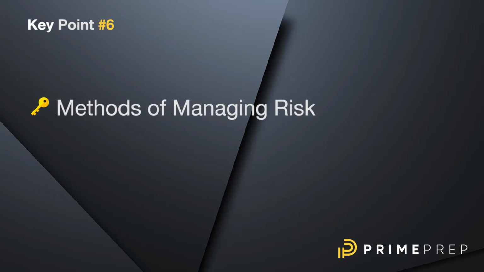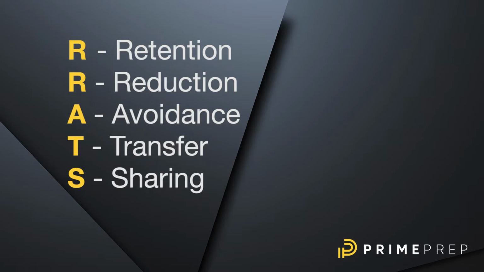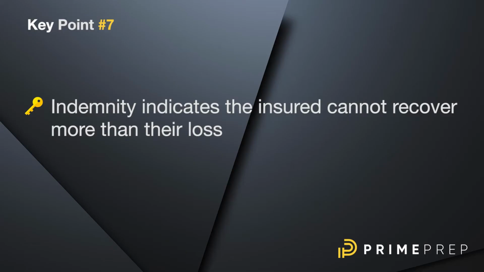Key point number 6, methods of managing risk. Here's the memory trick we use. Think RATs. R for retention, R for reduction, A for avoidance, T transfer, S sharing. RATs. Key point number 7, indemnity indicates the insured cannot recover more than their loss.